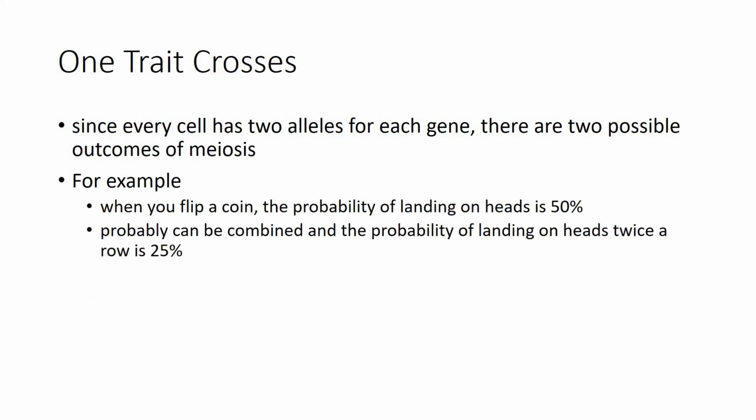All right, so one-trait crosses goes back to our meiosis. We have to think about meiosis when every cell has two alleles for each gene. So there are two possible outcomes of meiosis. For example, when you flip a coin, the probability of landing on heads is 50%, and obviously it's 50% for tails as well. So now we can combine that probability of landing heads twice, and that would decrease that chance to 25%.